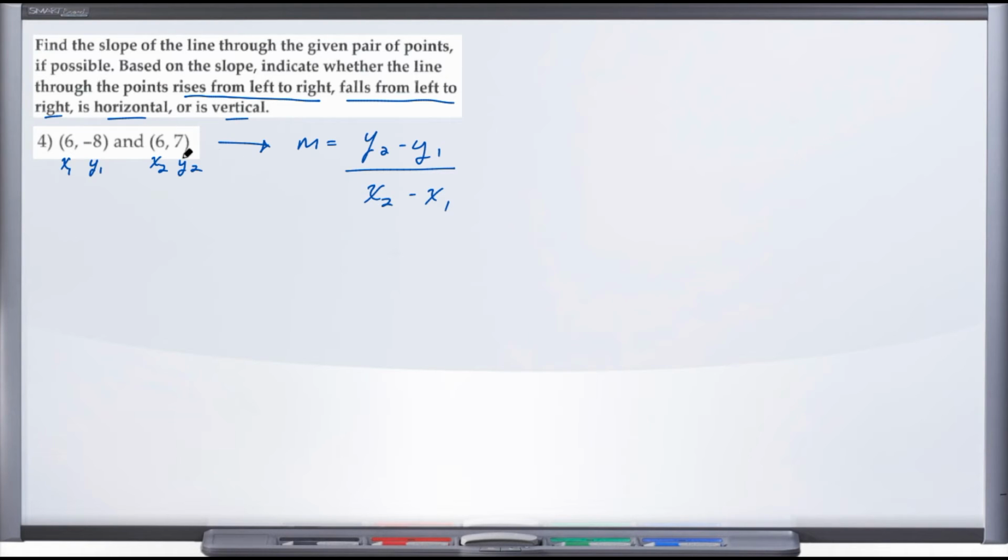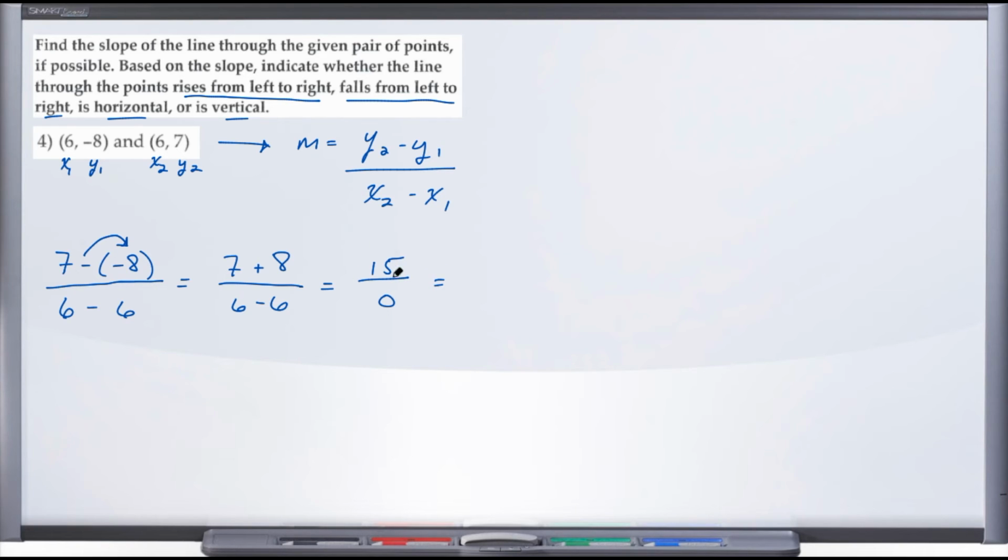So let's take this information, plug it into our slope formula, and see what kind of slope we end up with. So y2 minus y1, well, we have 7 minus -8 over 6 minus 6. And so, again, when we distribute this negative, this really becomes a plus. So we end up with 7 plus 8 over 6 minus 6. And 7 plus 8 gives us 15 over 6 minus 6, which is 0.